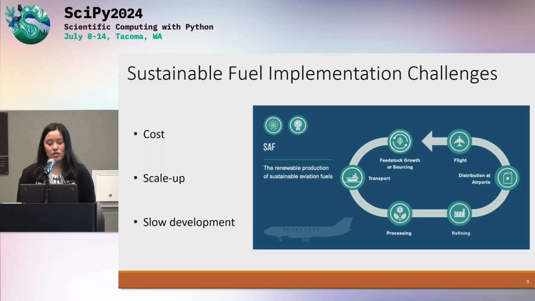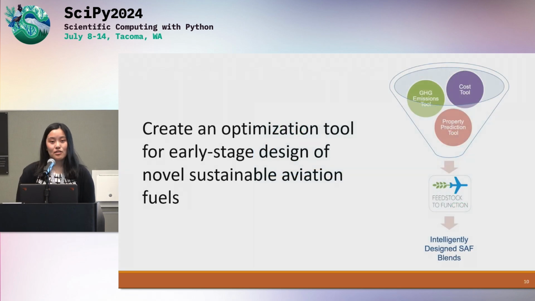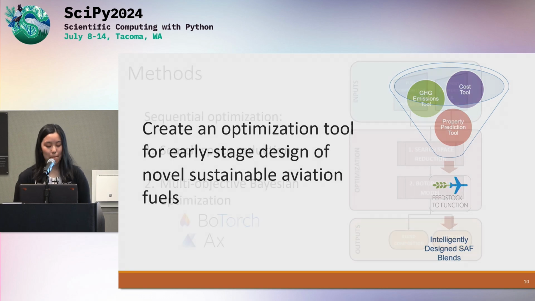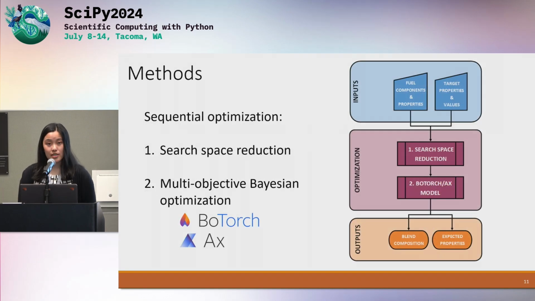So then that just raises the question of how do we do it? How do we ideate new sustainable aviation fuels? Our answer is to create an optimization tool for the early stage design of novel sustainable aviation fuels. We aim for this work to reduce the resource requirement of aviation fuel certification and accelerate the replacement of petroleum-based jet fuels. Our methodology to do this is a sequential optimization. So using target values for properties and possible fuel components, we identify the optimal blend that best achieves those said target values.